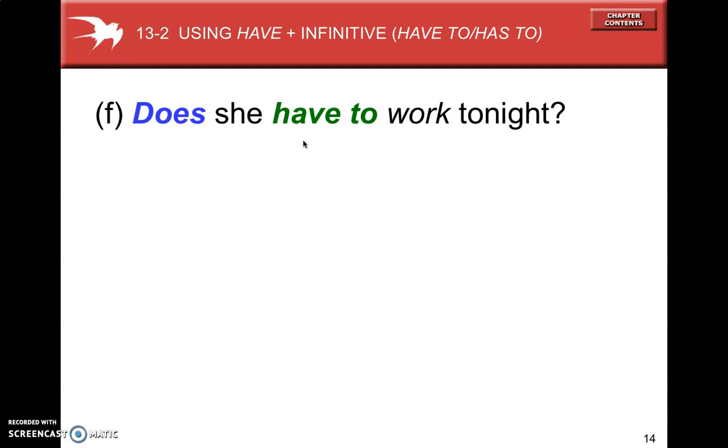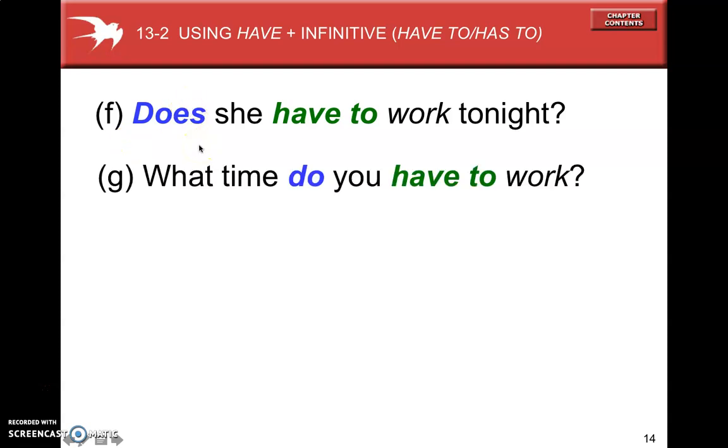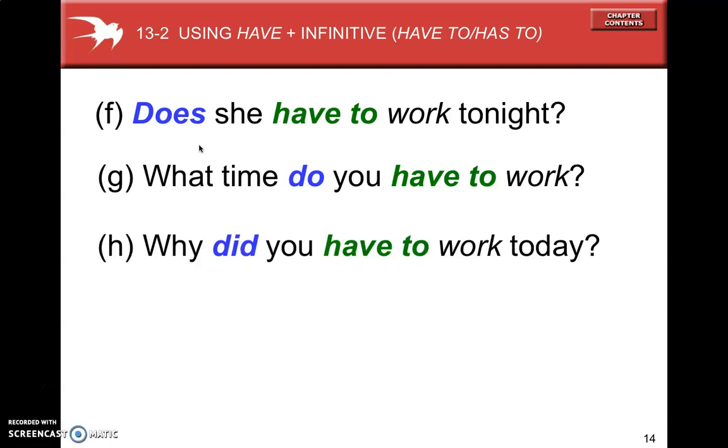If we want more information, we can add a question word before do or does. For example, what time do you have to work? The answer might be 8 o'clock. Or why did you have to work today? For a past question, we use did before the person and have to. Okay? When we make a question, we always use have to.